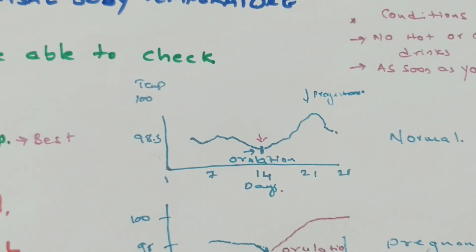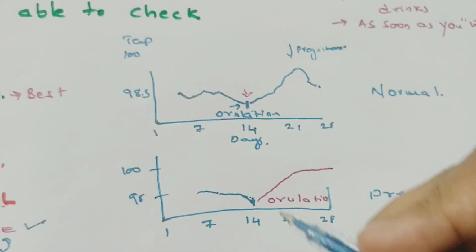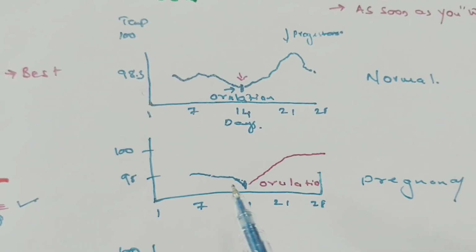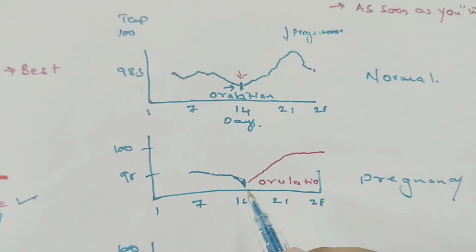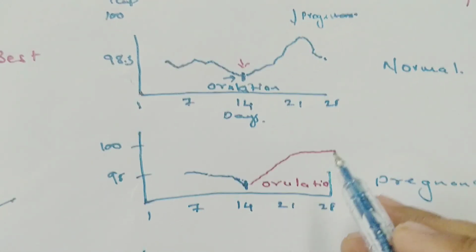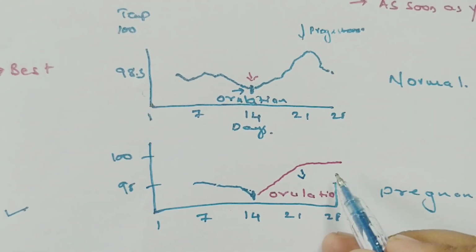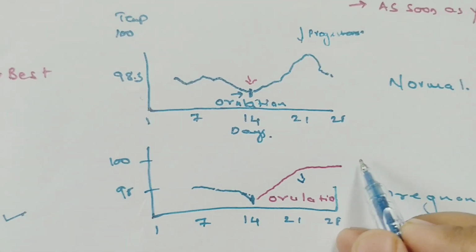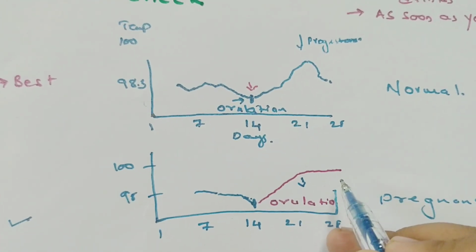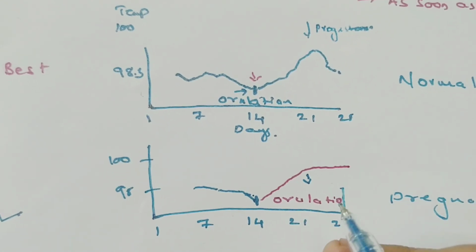Next important is pregnancy. On the 14th day there will be ovulation, and the body temperature falls and then starts to shoot up. But remember, it never comes back to normal, because the progesterone is there all the time. So the basal body temperature remains on the higher side. By this you can make out that you are pregnant.